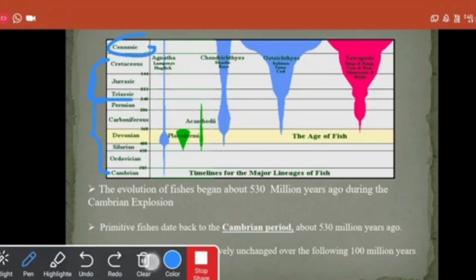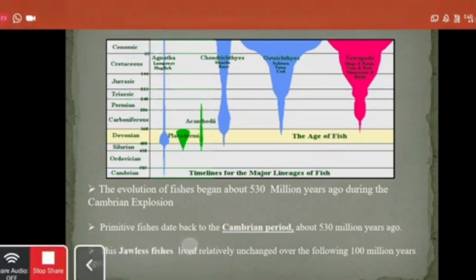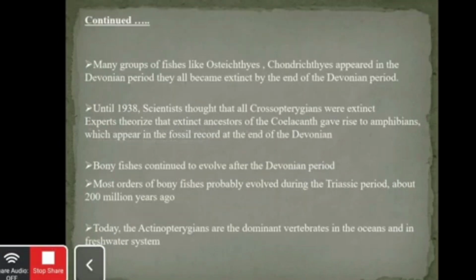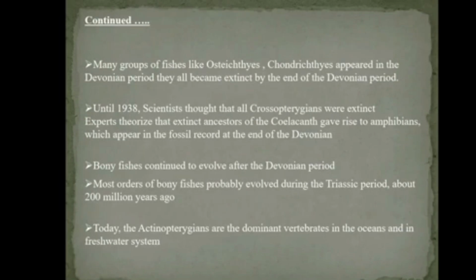Now what is meant by the Triassic period? The Triassic period is about 200 million years ago, and it is also the beginning of the Jurassic period. The Triassic is the first and also the shortest period of the Mesozoic era. And today the Actinopterygians, a subclass of osteoichthyes, are the dominant vertebrates in the oceans and in the freshwater system.